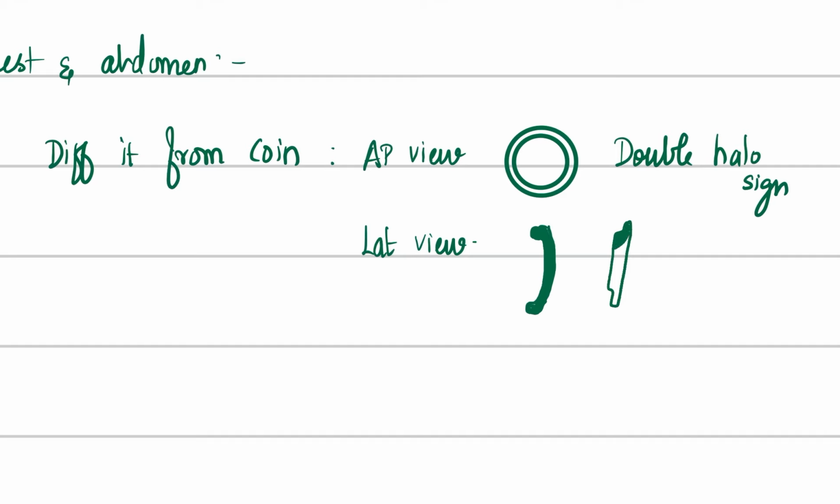If the center part is depressed, then your step off will look like this. But you get my point, right? So lateral view will have a step off. So this is a step off sign. This will not be seen in a coin again. Alright, so this is why you do an X-ray.